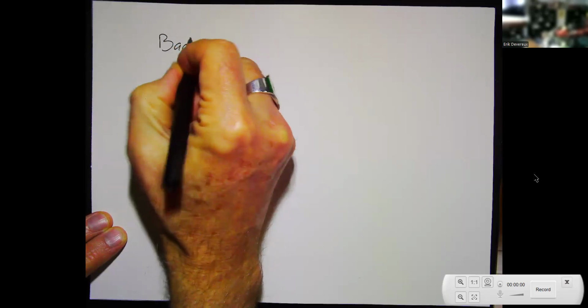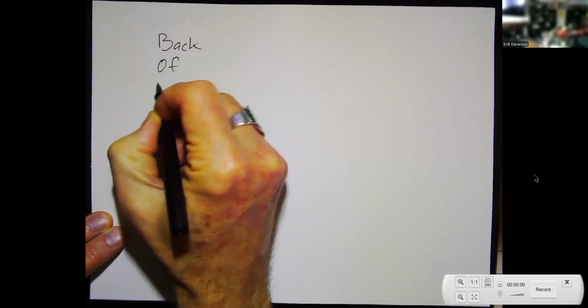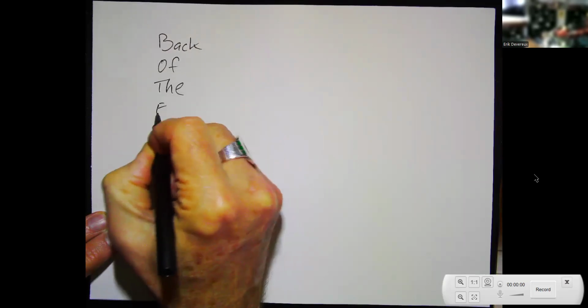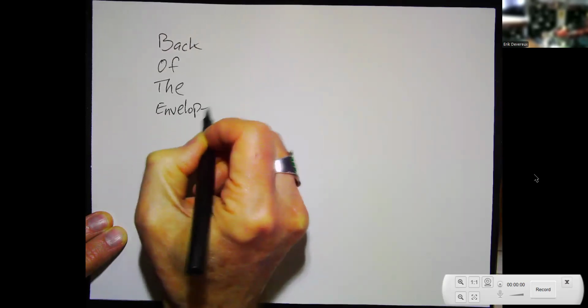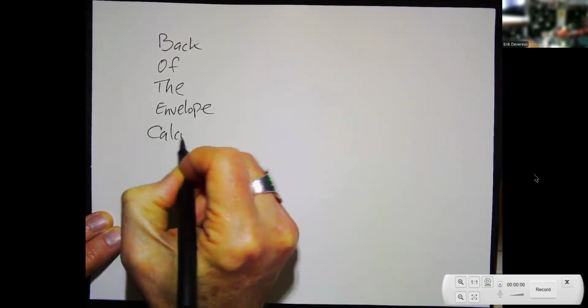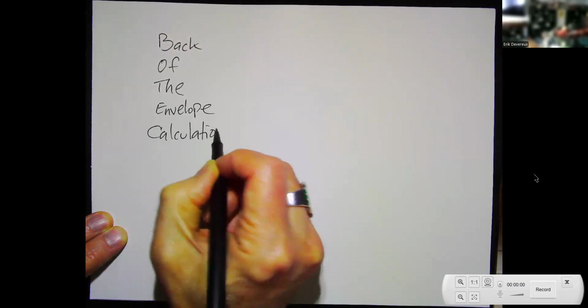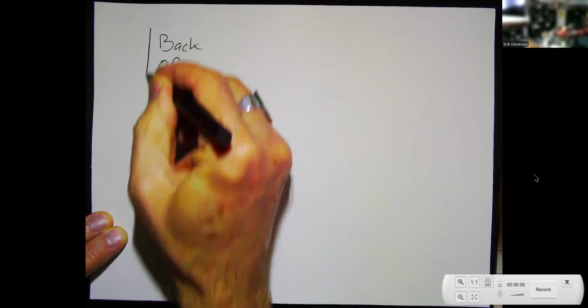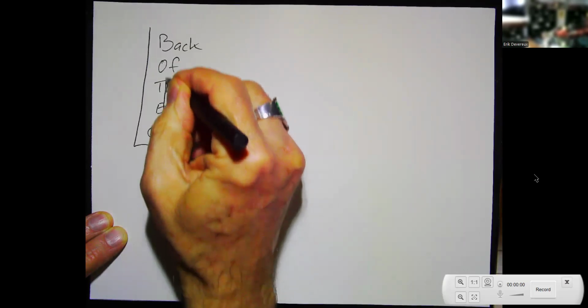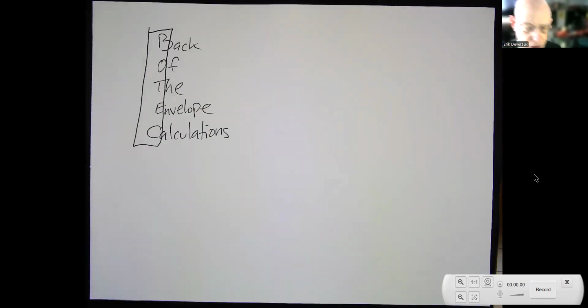All right. So first off, we are talking here about back of the envelope calculations. That's where it gets its name. The BOTEC, back of the envelope calculation, is a BOTEC. And these are done all the time by policy analysts, and they have a variety of purposes.